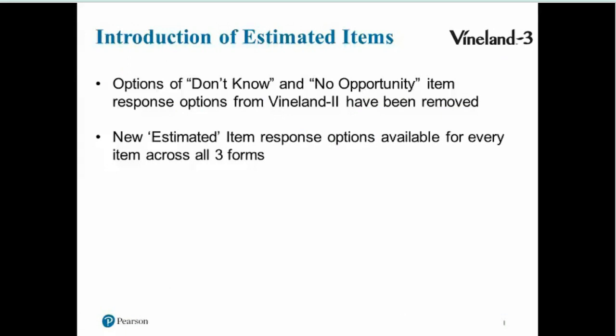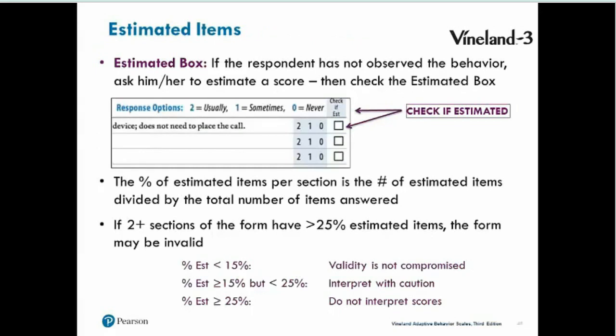So this is when a person is estimating whether they think the child can perform that particular behavior or not. So if the respondent has not actually observed the behavior, they can do an estimated score. The check if estimated box needs to be ticked if an estimation has occurred. Once the Vineland 3 is finished, what you will need to do is look at the percentage of estimated items in each section of the Vineland.